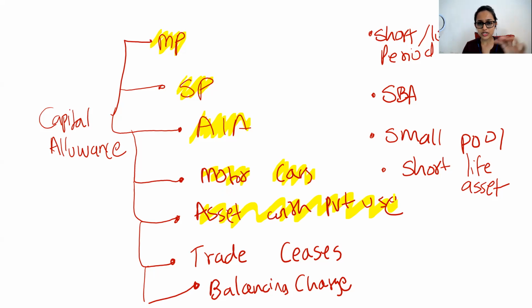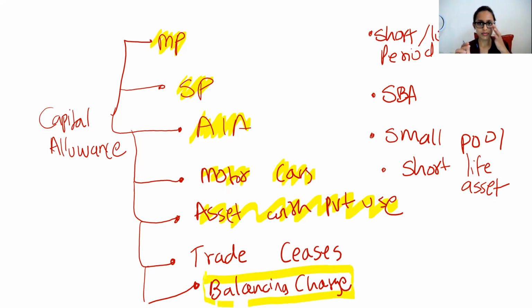So after all the purchases and disposals, if we have a positive balance, we minus it as a balancing allowance. Now let's say after all the purchases and disposals, it is a negative balance. If it is a negative balance, we call it a balancing charge.